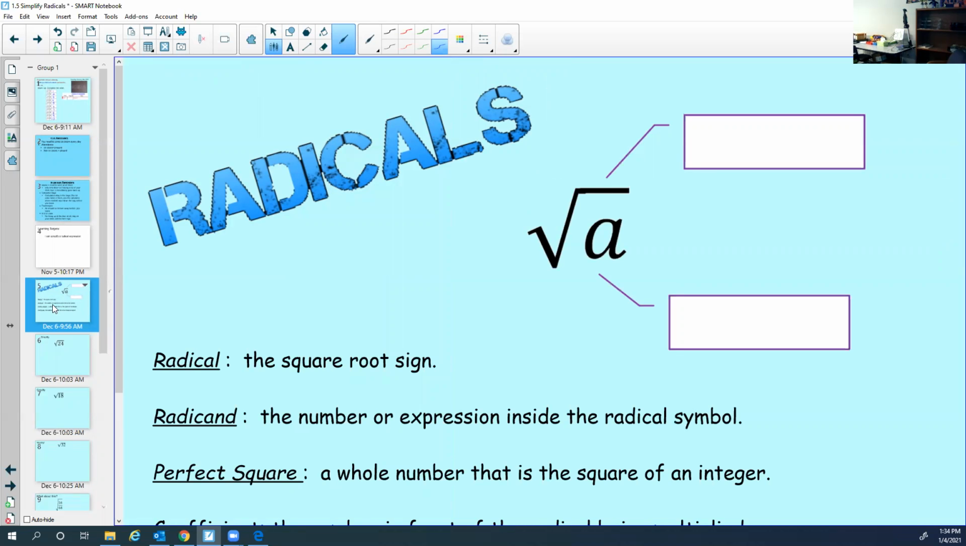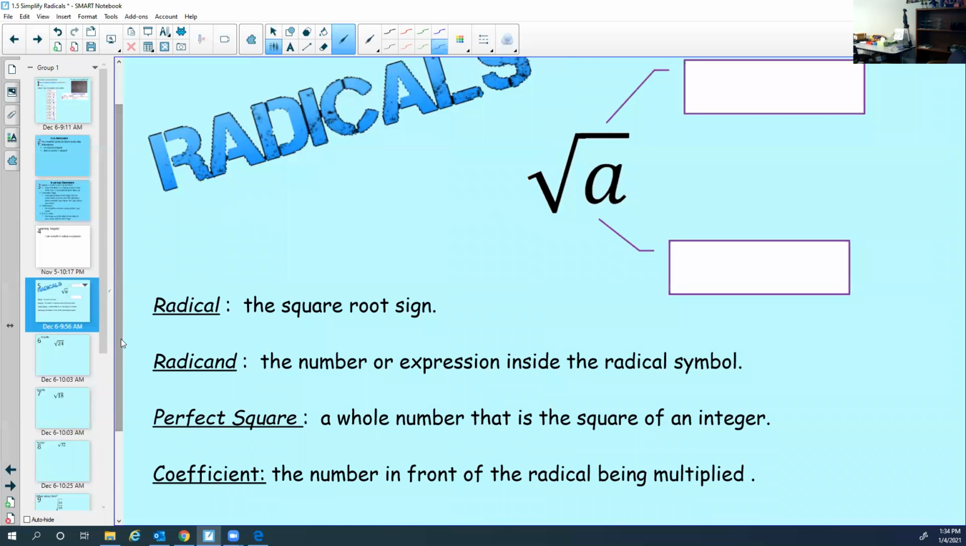So before we do that, we need to write down some definitions. So you guys should go ahead and write down all 4 of these definitions here. Right here, the radical is this square root symbol. The A would be considered your radicand.